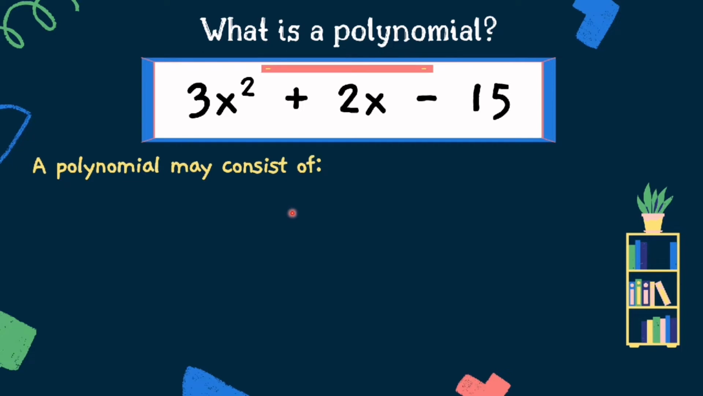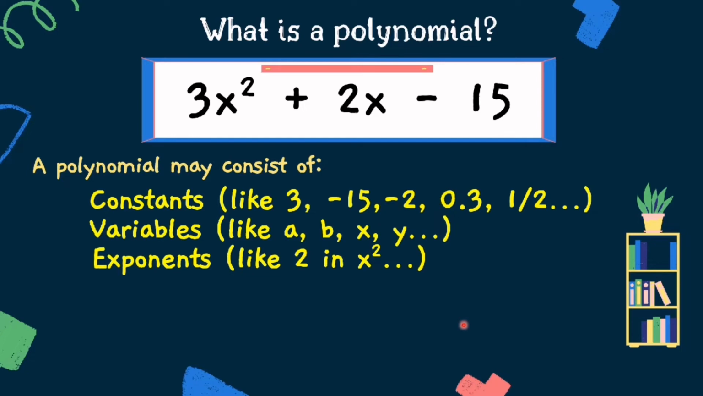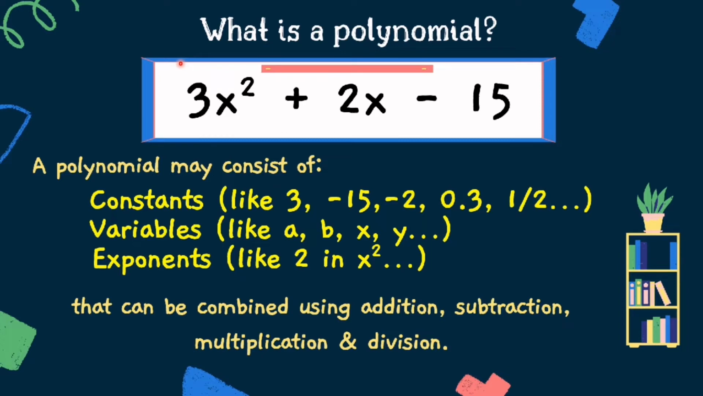So notice that a polynomial may consist of constants, like 3, -15, -2. We also have decimals and fractions. It may also have variables or letters like A, B, X, Y, or the letters of your alphabet. It may also consist of exponents, like 2 in x squared, which can be combined using addition, subtraction, multiplication, and division.